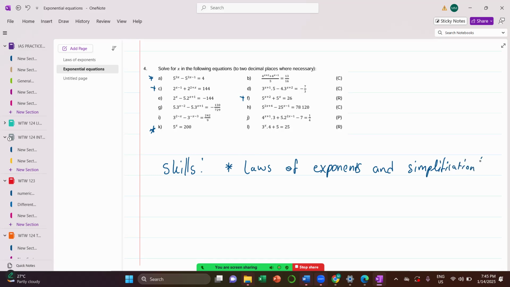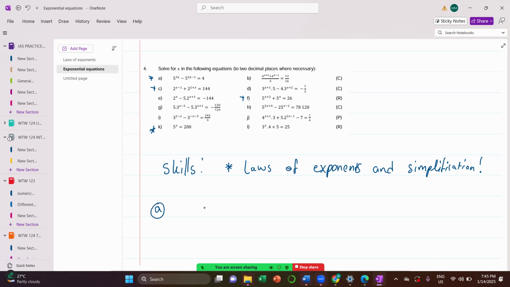And guys, what we just did earlier was just simply laws of exponents and simplification. So the skill that you used in laws of exponents and simplification, you are going to use here to solve equations. Are you guys okay? Let's move on.